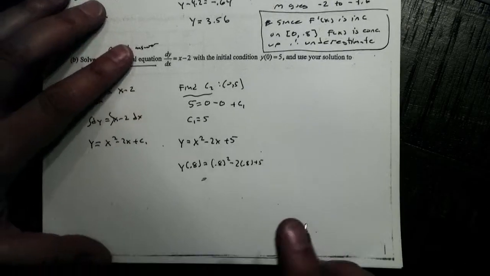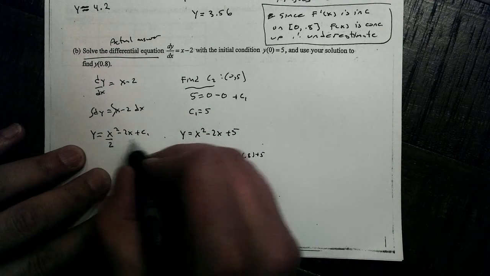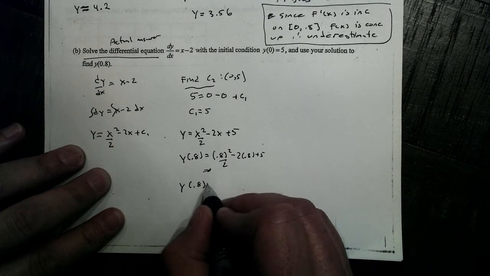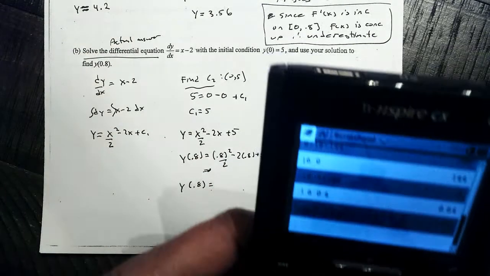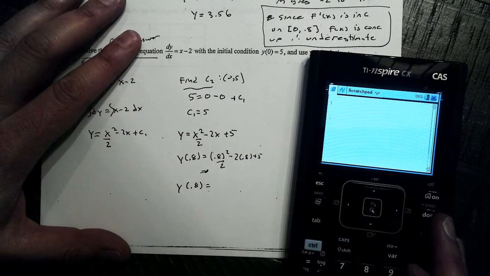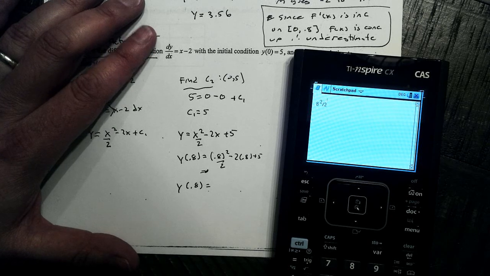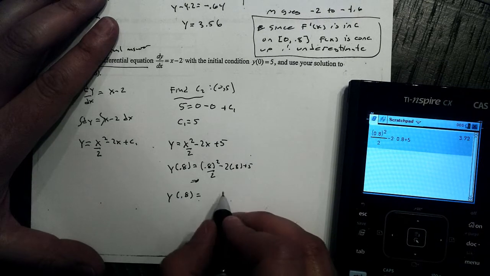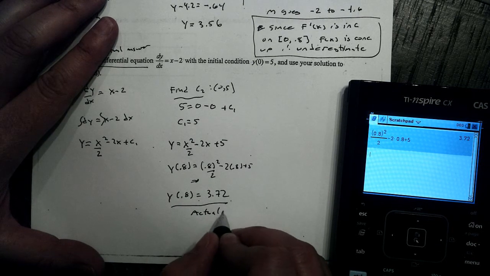I was experiencing some technical difficulties. I forgot, when you take the derivative and the antiderivative, this should be over 2. So this is going to be x squared over 2, and that's going to be divided by 2. So when you find y of 0.8, we're going to get, if we type all that in our calculator now, let's try it again. We would get 0.8 squared divided by 2 minus 2 times 0.8 plus 5. And we get 3.72. And there's the actual value right there.